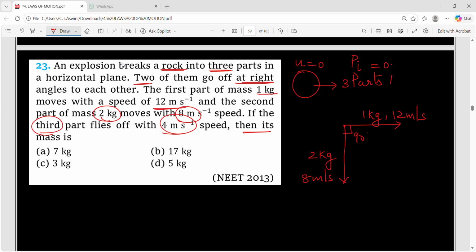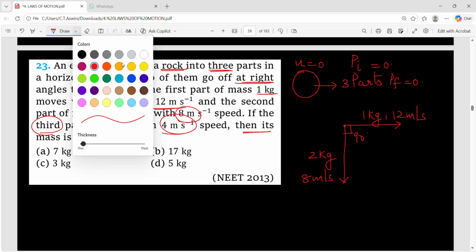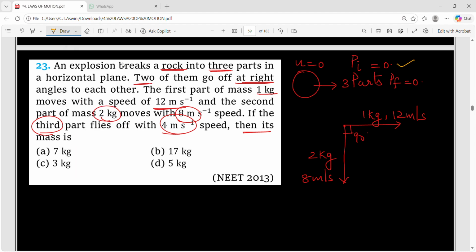That means the final momentum of the whole system also must be 0, because that is the conservation of linear momentum, right? If the initial momentum of the system is 0, then the final momentum of the whole system also must be 0. But in the final state, there are 2 parts and also a third part. So 2 are going at right angles and they have masses and velocities. So how does the whole system's final momentum become 0? Momentum is a vector quantity, so if you take their vector addition, it must come out to be 0.